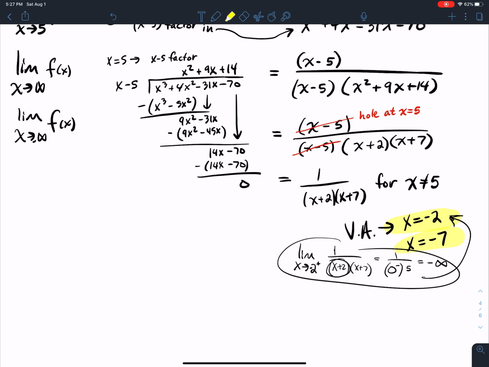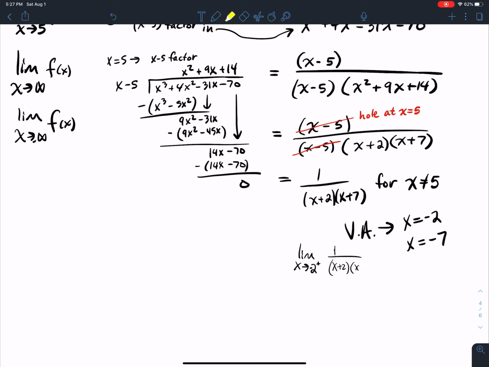And then you can work through the same thing. You should practice this for x equal to -7, and hopefully you can get the answer too. So that covers our vertical asymptotes.